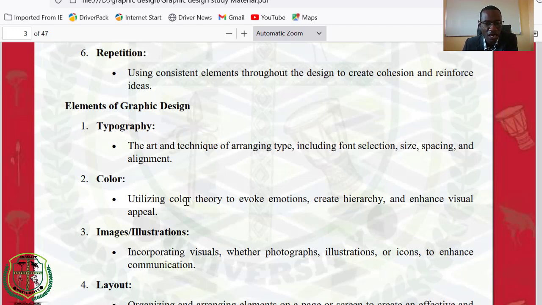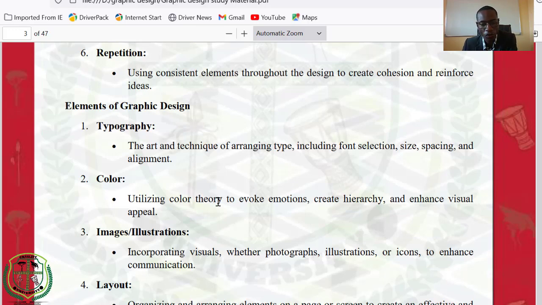The second element is color. Here we're talking about utilizing color theory to evoke emotion. Color is used in a way to create hierarchy and enhance visual appeal. So color is always used to depict a certain type of situation. For example, you wear black at a funeral. So if it's anything that relates to a funeral, it may be good to design it in black. So it depends. Color has to bring about the mood and the type of event, or create a hierarchy of activities.